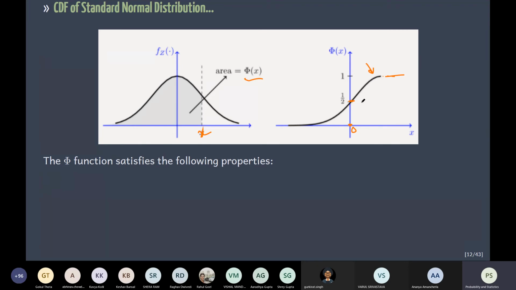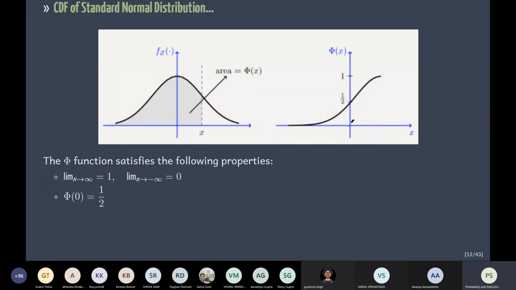So this is the phi x function, which is nothing but the area under the PDF of the normal distribution. We can identify these properties straight away. This is phi x here. As x tends to plus infinity, phi x is tending to 1, so this property is verified here. As x tends to minus infinity, the area will decrease, so the area is approaching 0. That's also correct. Phi at 0 is half, like I explained just now.